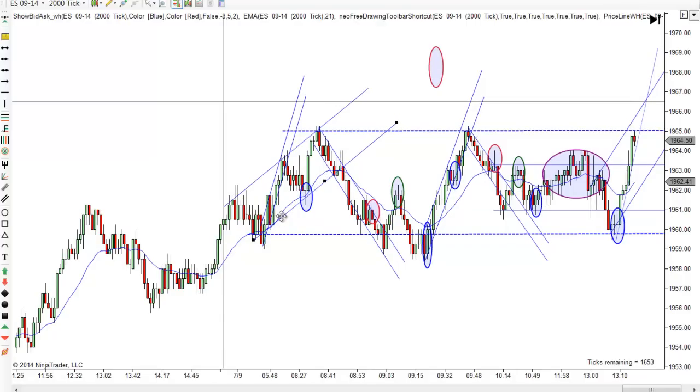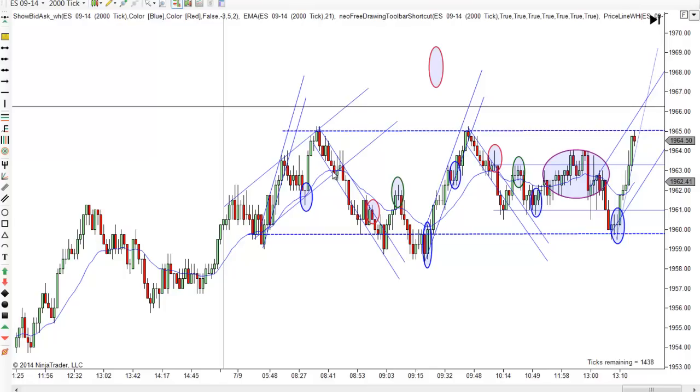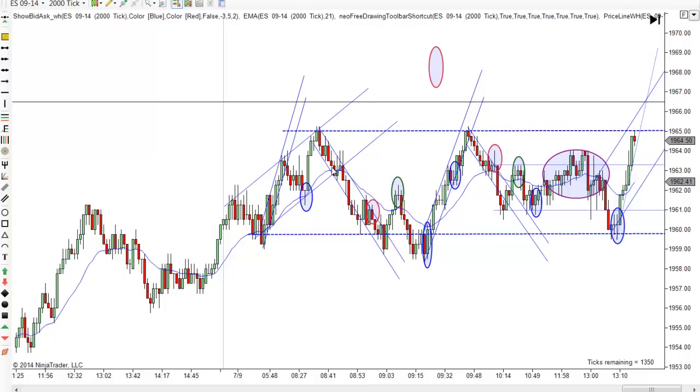Actually, this is a little lower, slide right across there. And then you have the move down, and again, you get a second entry long. But look at that signal bar. Not a very good signal bar. There's no bounce off the EMA. You should be seeing prices bounce here to some degree.